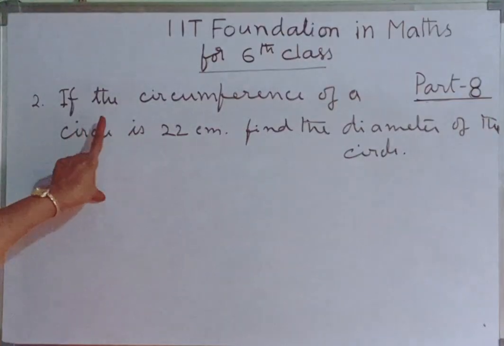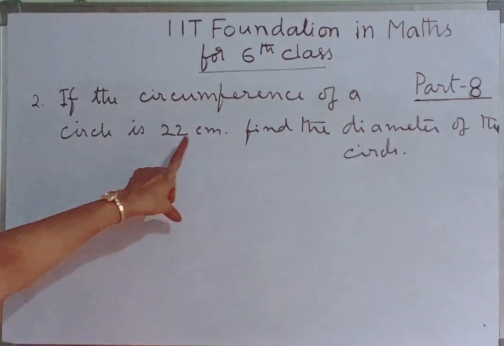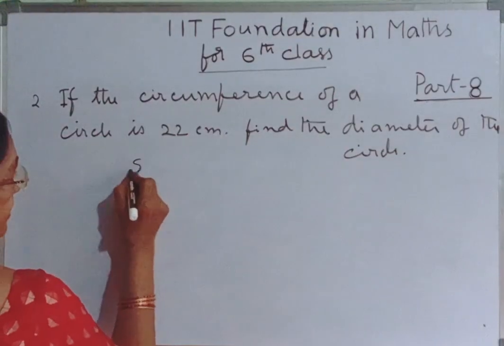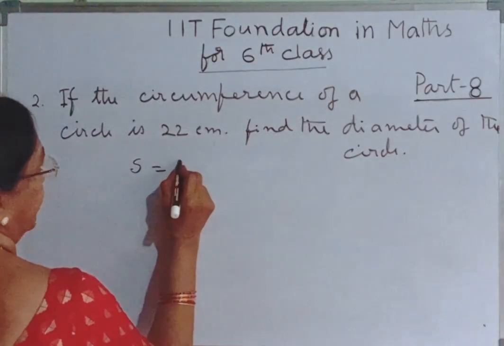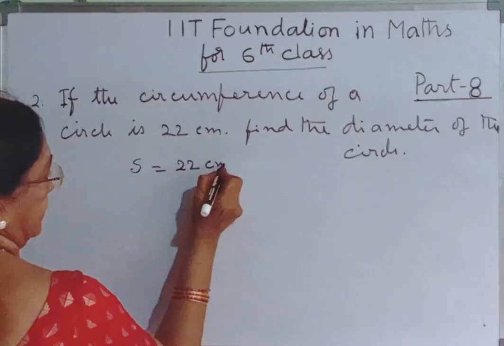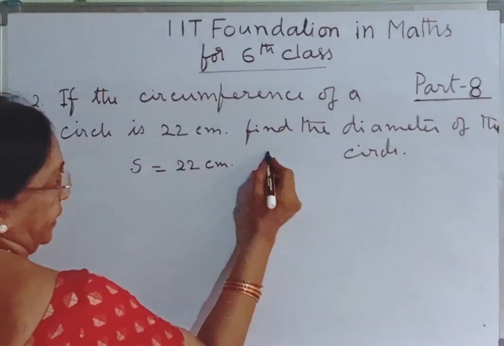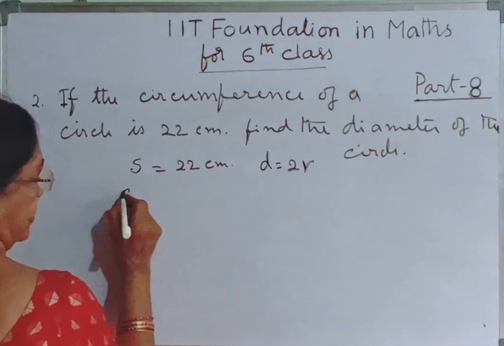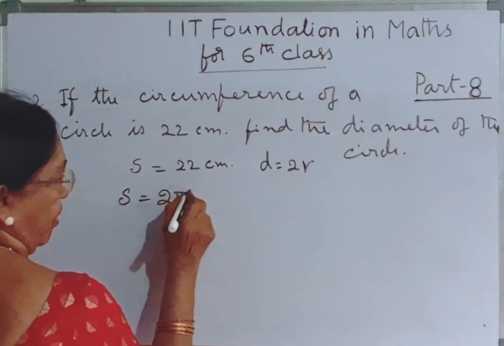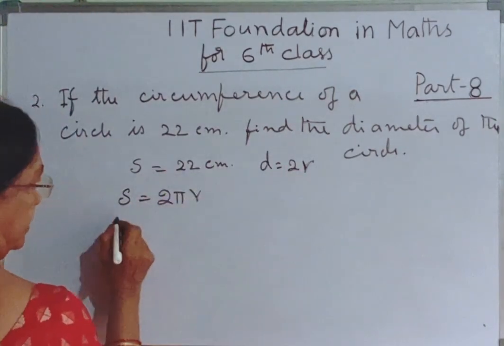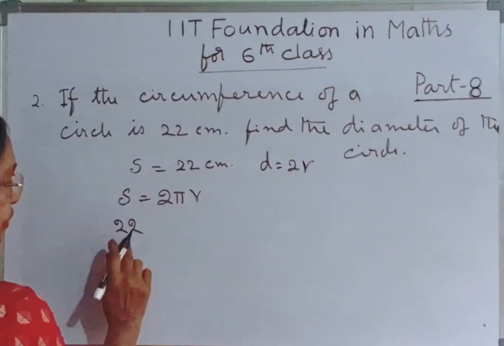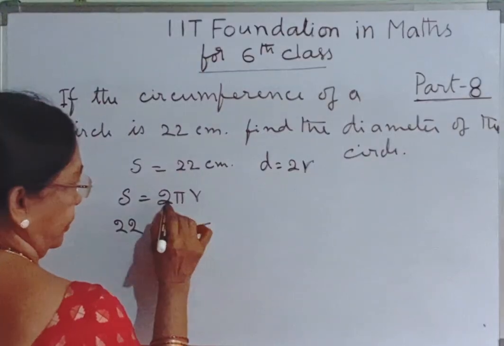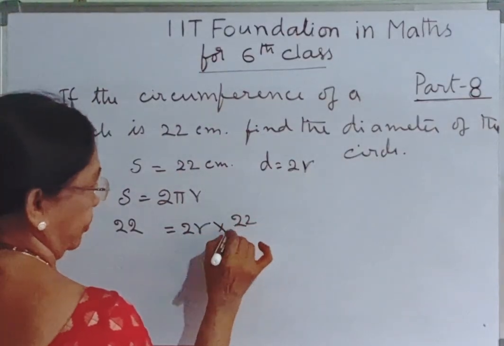Next, second problem. If the circumference of a circle is 22 centimeters, find the diameter of the circle. Circumference of a circle is equal to 22 centimeters. Diameter is equal to 2r. So circumference is given by 2 pi r. Substituting the values, 22 centimeters is equal to 2r into pi, 22 by 7.